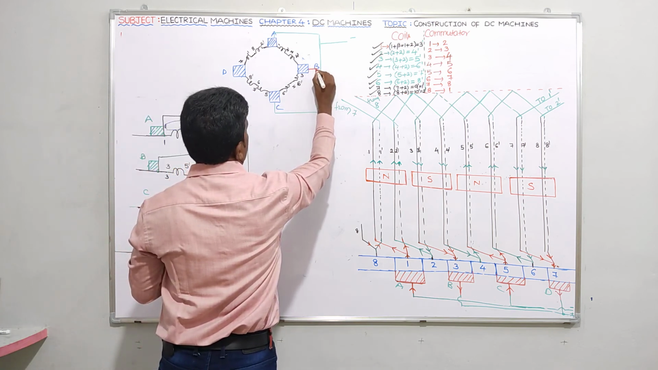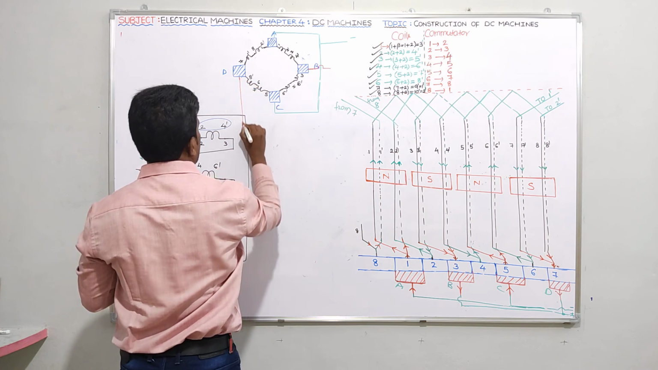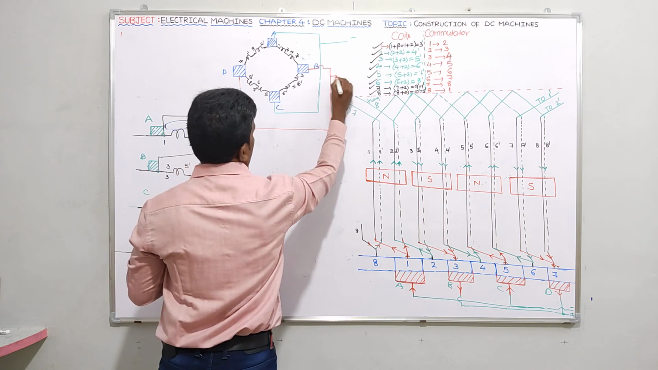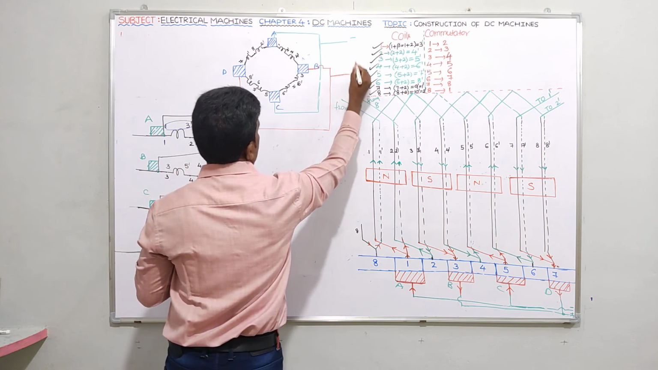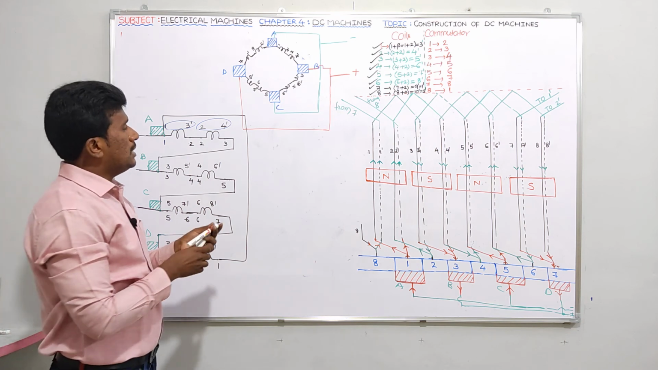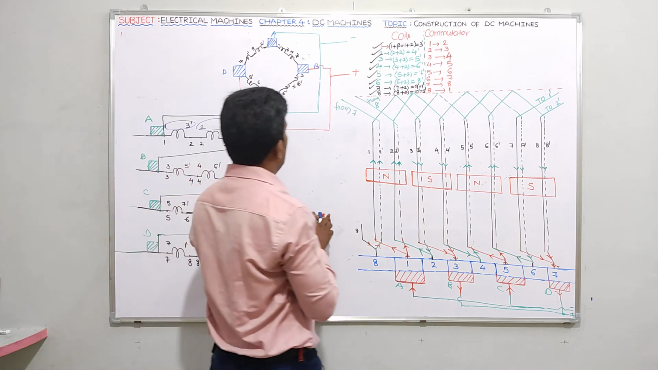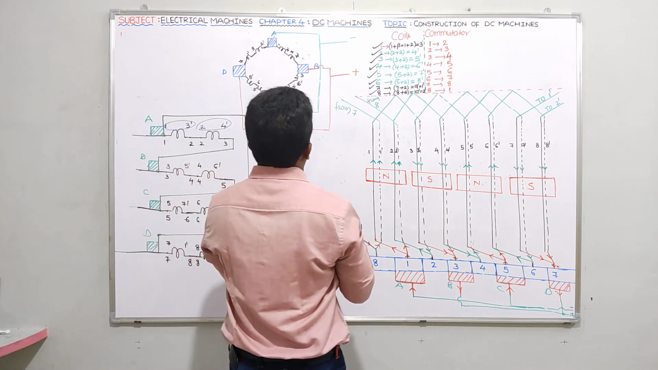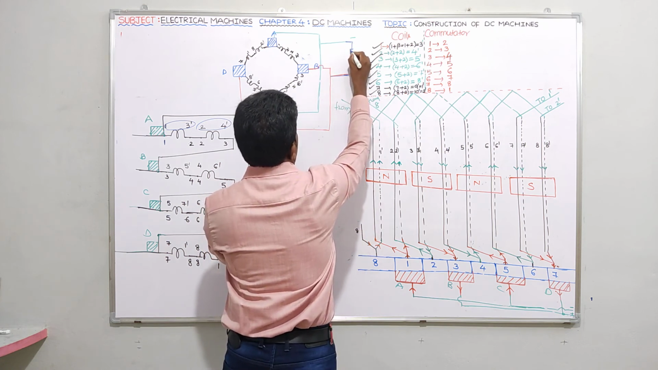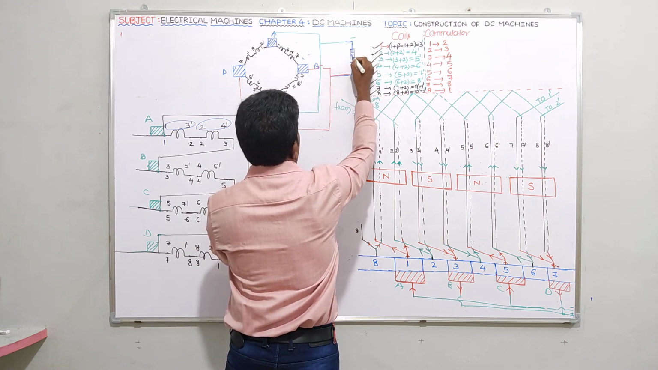Let me short B and D, B brush and D brush, like this. Okay, guys. And the terminal I have taken outside is the positive terminal. I already told you that we are discussing the generator point of view. So let me connect some load after the brushes so that you will have some clarity.